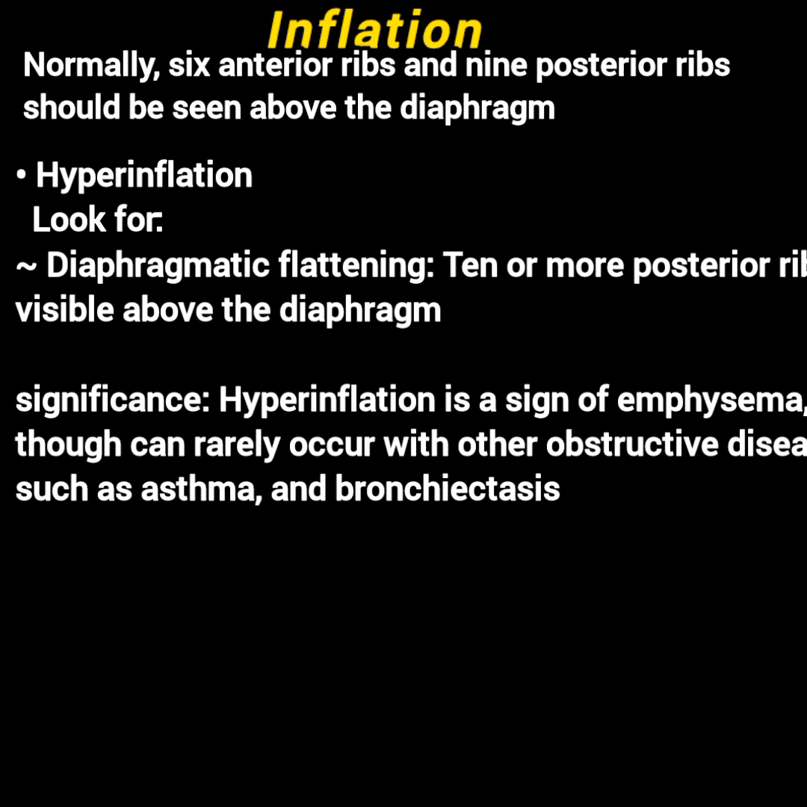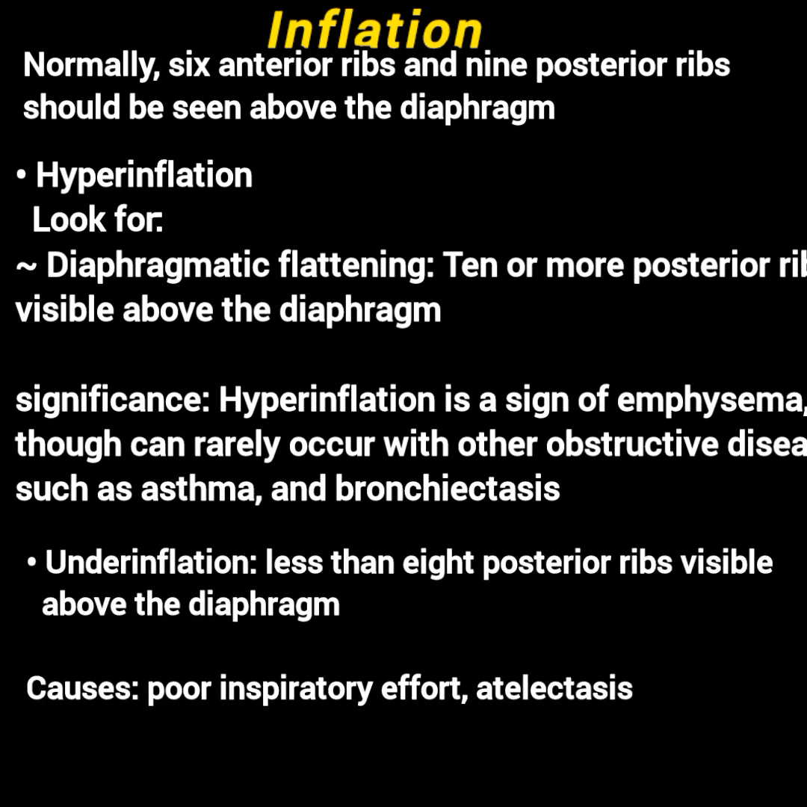And hyperinflation is a sign of emphysema, though it can rarely occur with other obstructive diseases such as asthma and bronchiectasis. And in underinflation, fewer than 8 posterior ribs are visible above the diaphragm, and it is caused by poor inspiratory effort or atelectasis.